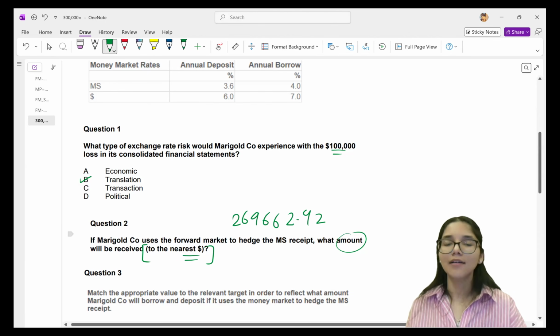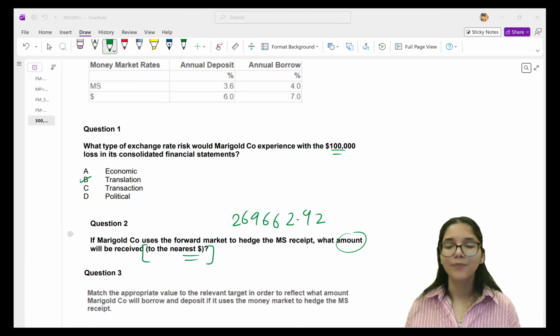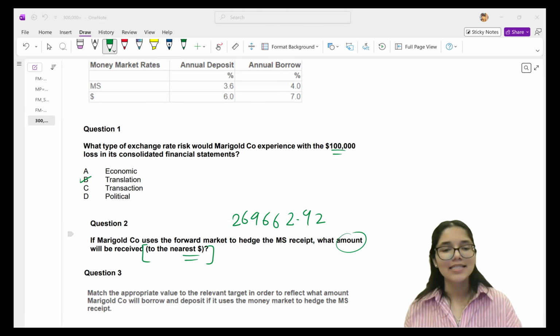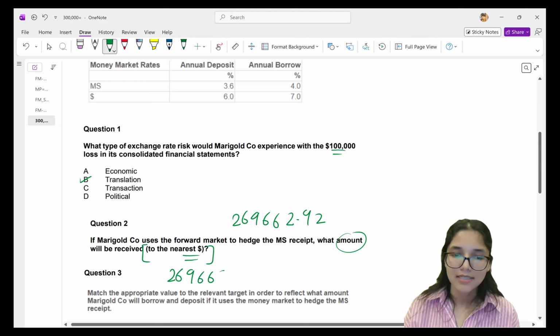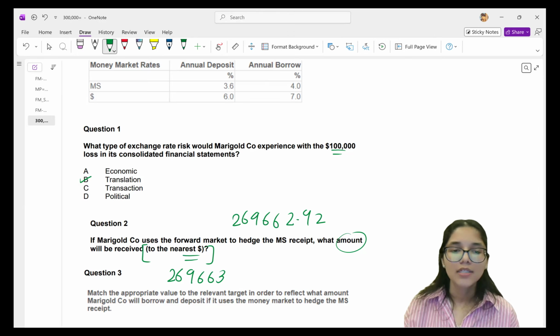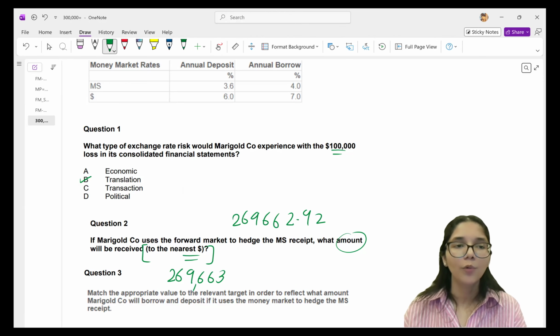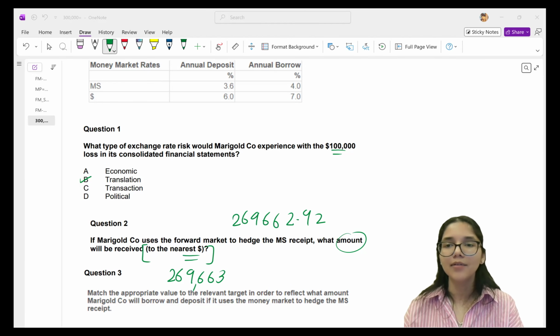So what should I enter as my final answer, guys? Yes, I should round it to 269,663. This is the figure that I should be entering in my final answer, 663. So this is the number that I will enter as my answer for question number 2. Are you all with me till here? Shall we proceed to question number 3?